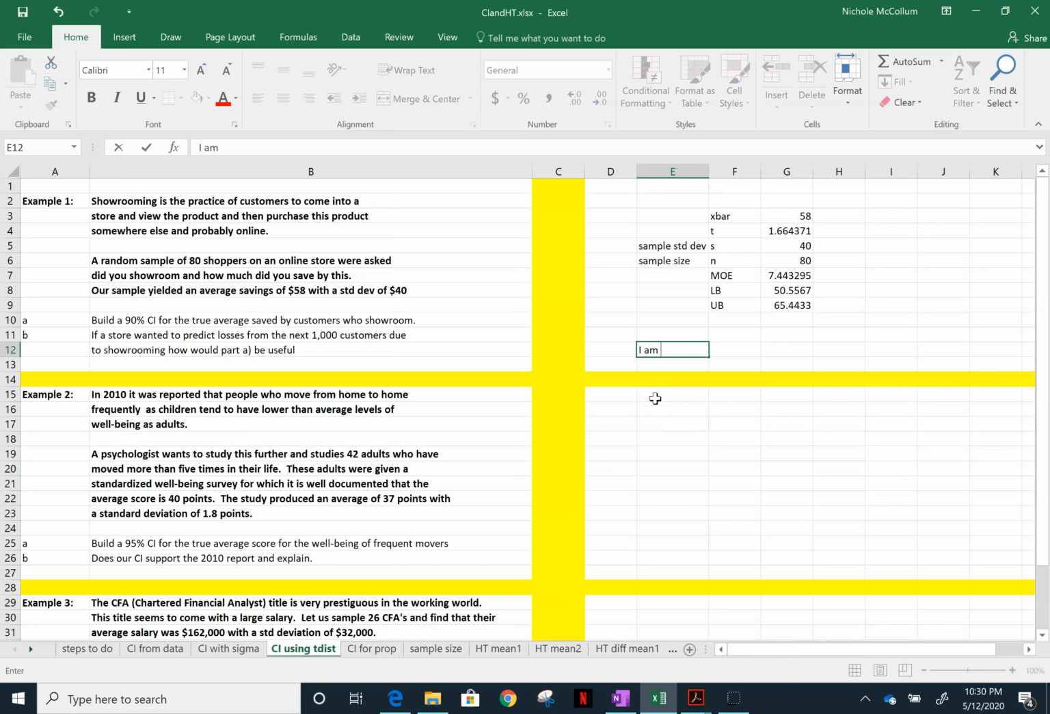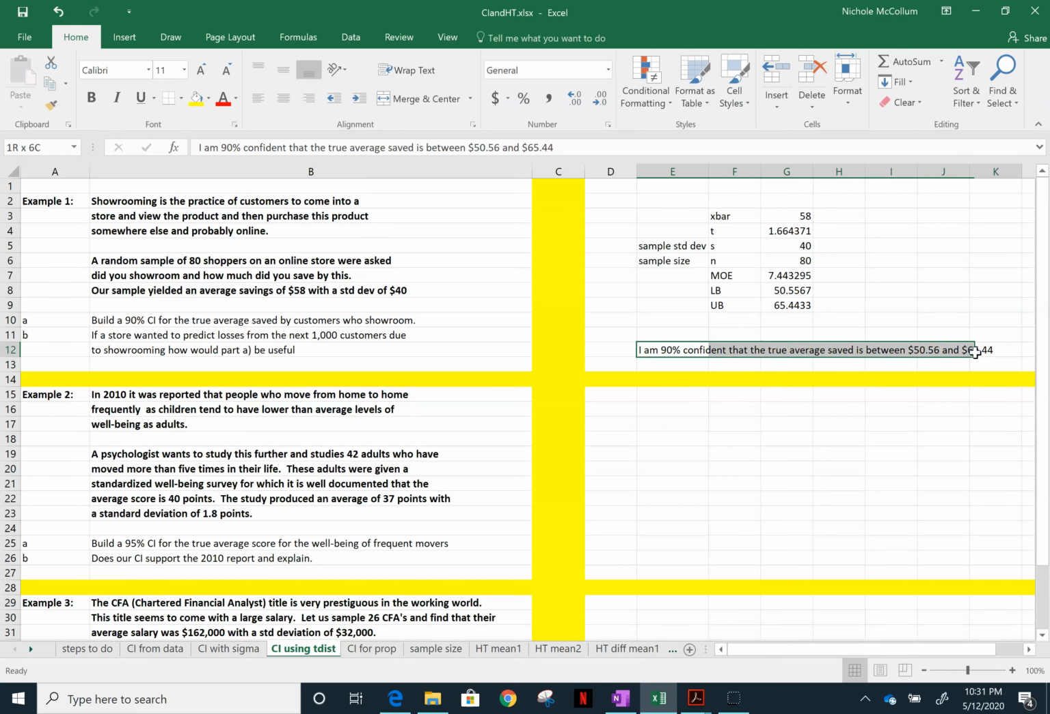I am 90% confident that the true average saved is between $50.56 and $65.44. I am 90% confident that the true average saved by showrooming, I should probably be very clear on that, is between $50.56 and $65.44.